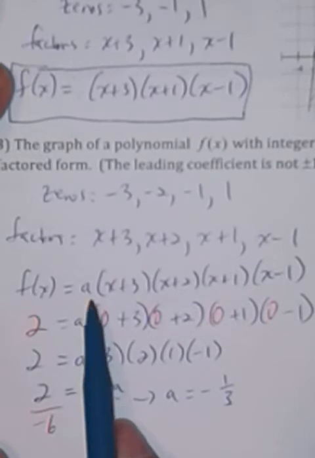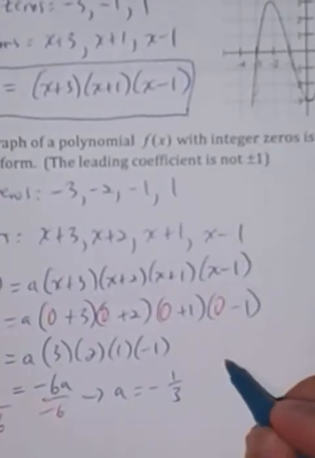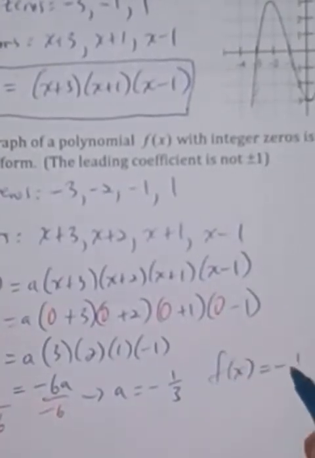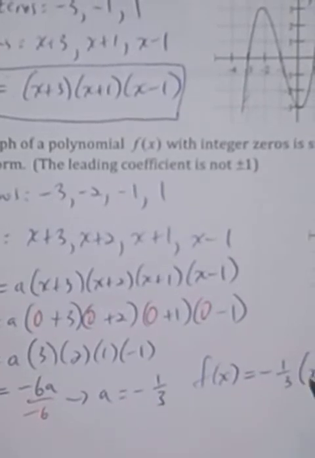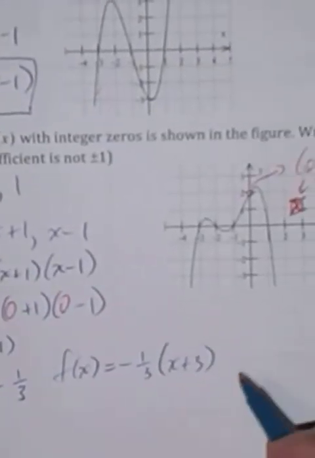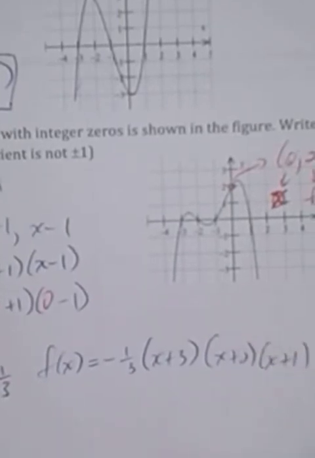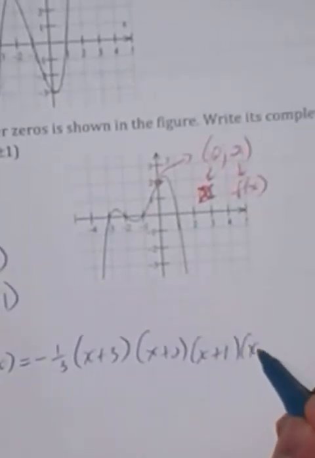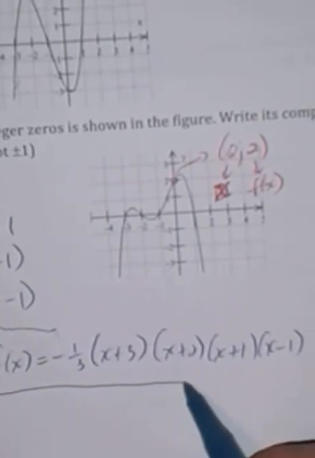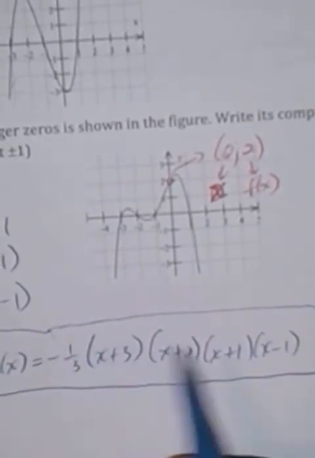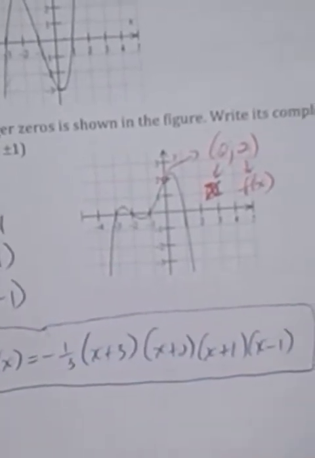Okay, so now I know what to put in place of a, and I'm done. I'll have f of x equals negative 1/3 times x plus 3 times x plus 2. I'm just copying these over. Times x plus 1 times x minus 1. Okay, there's my complete factored form. Alright, let's try the next page and we'll start it and we'll see how far we can go.